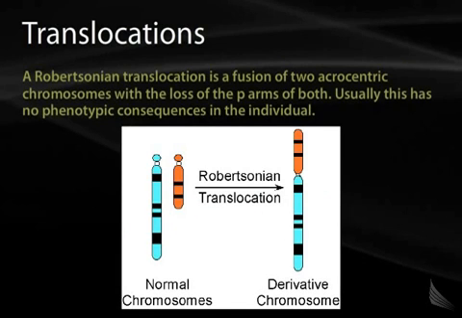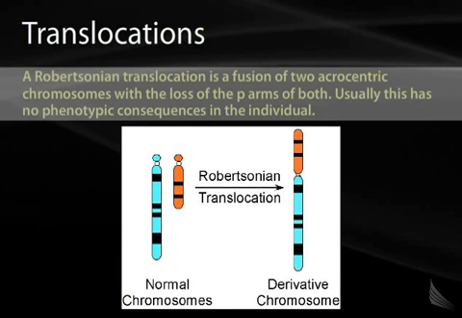Now, the other type of translocation we see is a Robertsonian translocation. And this is a fusion of two acrocentric chromosomes. Remember, acrocentric are those that have centromeres that are towards one side. Now, what happens when these chromosomes fuse, we get loss of the p-arms of both of those chromosomes. Usually, this has no phenotypic consequences because those p-arms are so short.